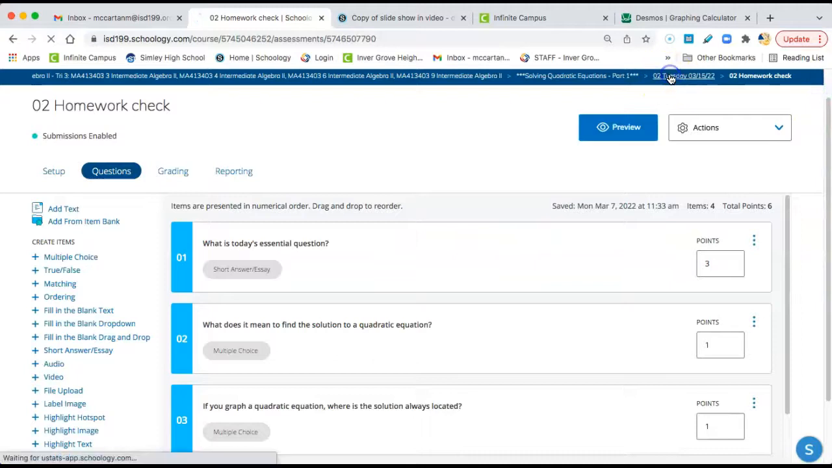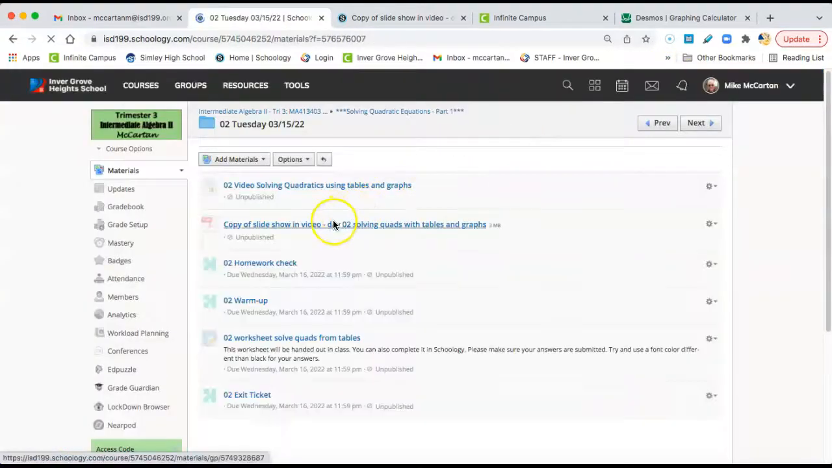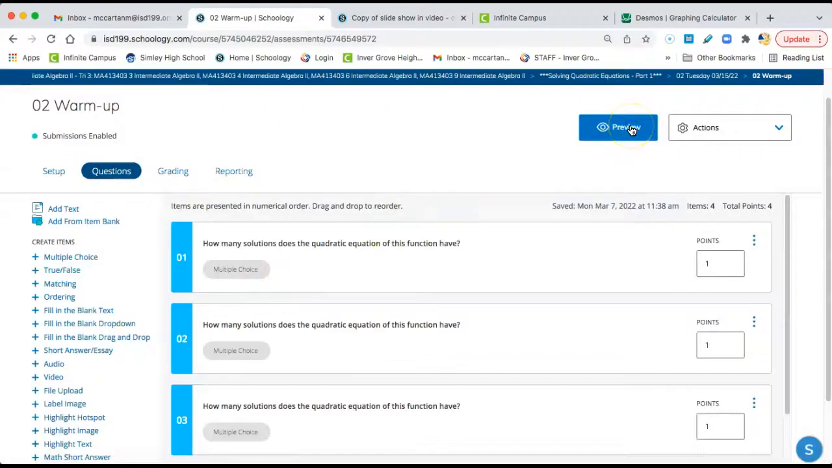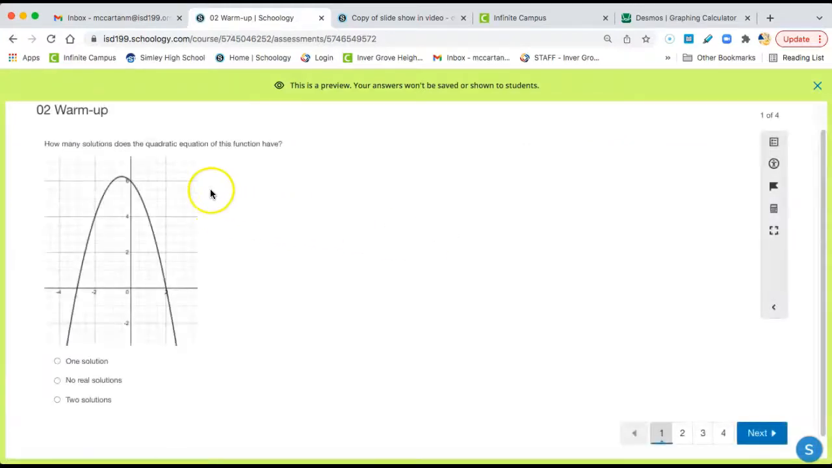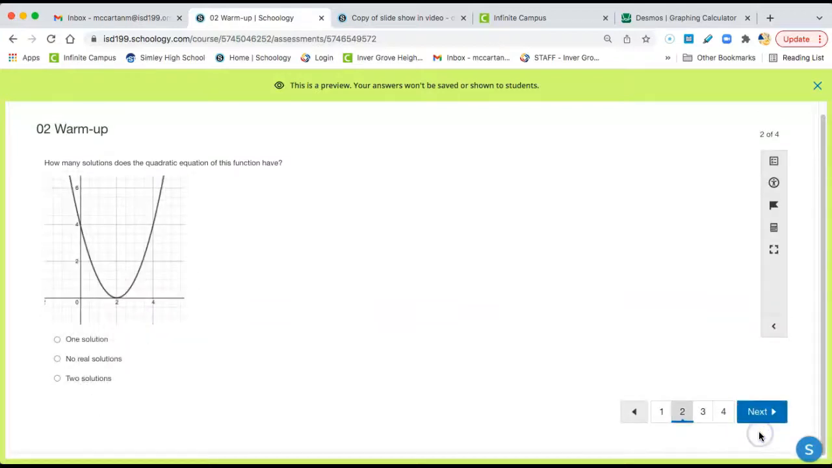All right, the next thing we'll look at here is the warm-up. Go ahead and open it up if you haven't yet. How many solutions does this quadratic equation have? Well, it crosses the x-axis in 2 places, so it has 2 solutions. How many solutions does this one have? It comes down and just touches the x-axis in 1 place. 1 solution.